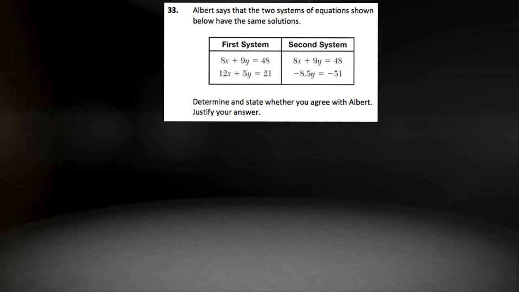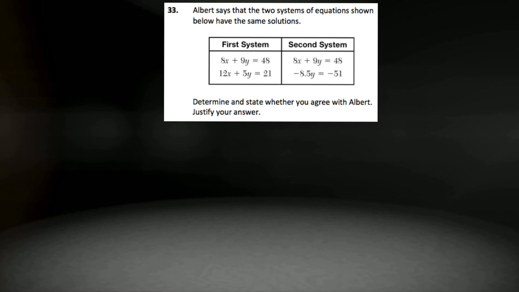This is problem number 33 from the June 2015 Algebra Regents exam. So we've got two systems of equations, and it says that Albert thinks that both have the same solutions. And we need to figure out whether or not he's correct. So, long story short, we need to solve both of these systems of equations and see if they are indeed both the same. Let's take a look at the first system.